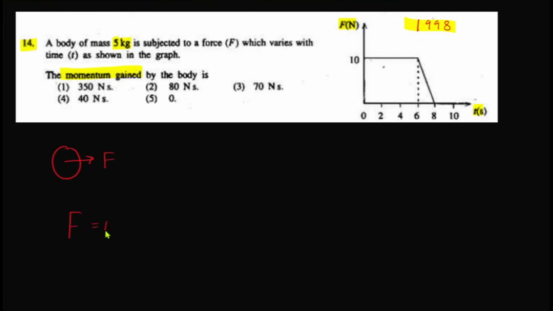So we will have to apply mv minus mu over t, right? So F into T is mv, or else the delta mv, the momentum gained, right? Force F into T. F into T is the area under this curve. How do we find this area?